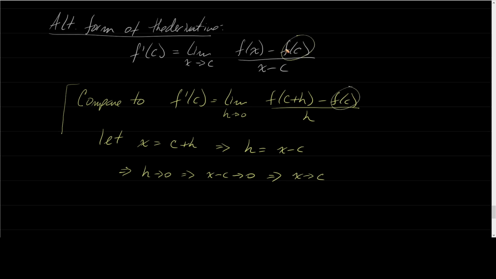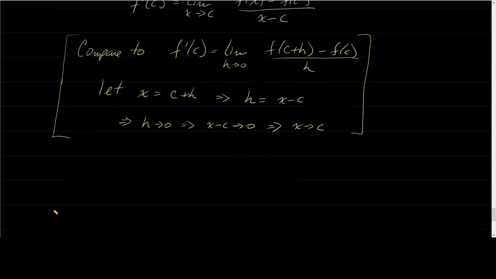This f of c is still f of c. On the bottom, this x minus c is just our h. And this c plus h is just our x. And lastly, this x going to c is really equivalent to h going to 0. So that essentially is how that alternative definition is defined.